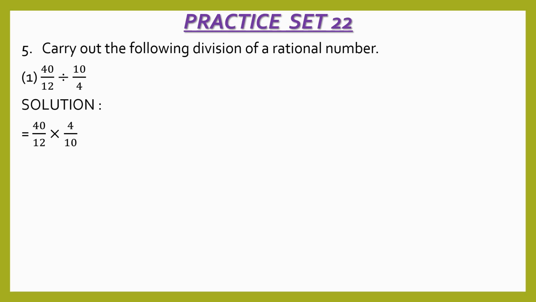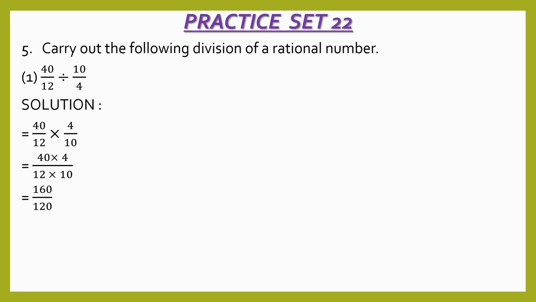40 upon 12 is written as it is. Division sign is replaced with multiplication and we are going to take the multiplicative inverse of 10 upon 4, which is equal to 4 upon 10. Now in the next step we are going to multiply numerator with numerator and denominator with denominator. So it will be 40 multiplied by 4 upon 12 into 10, which is equal to 160 upon 120.